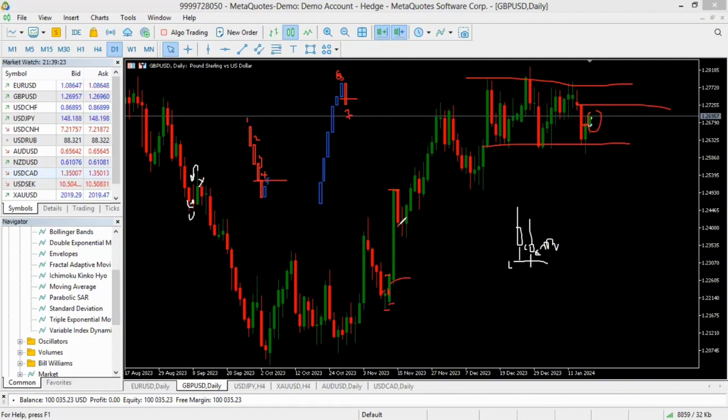Now look at day 2. This particular day did not take out the low. So we still stay on buy. That's how it works. Same way, look at this. In as much as it closes above this one, we're going to look for entry to buy.